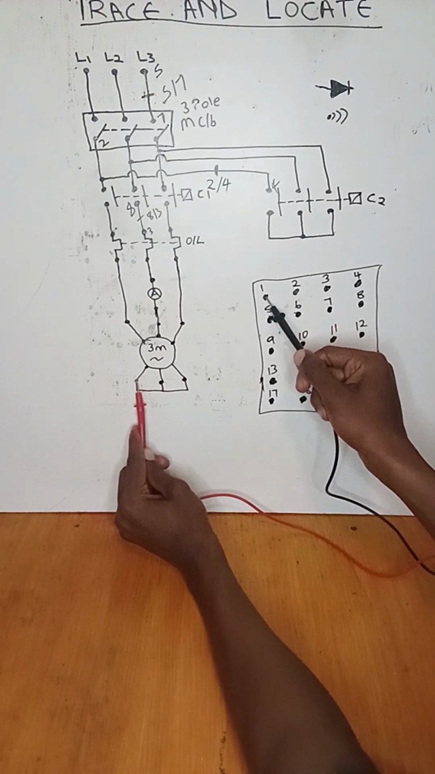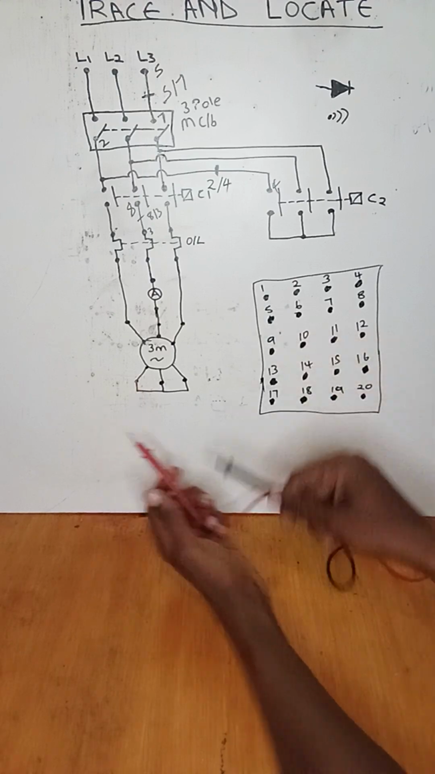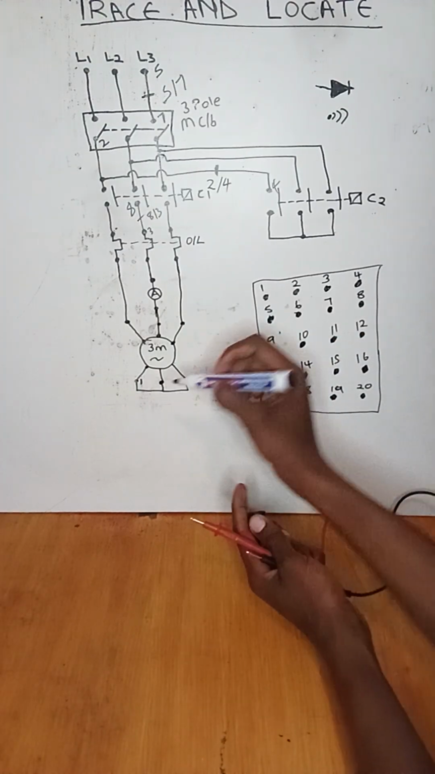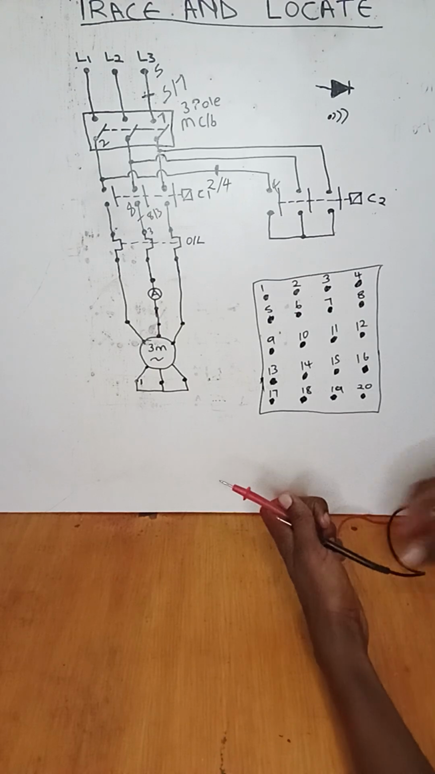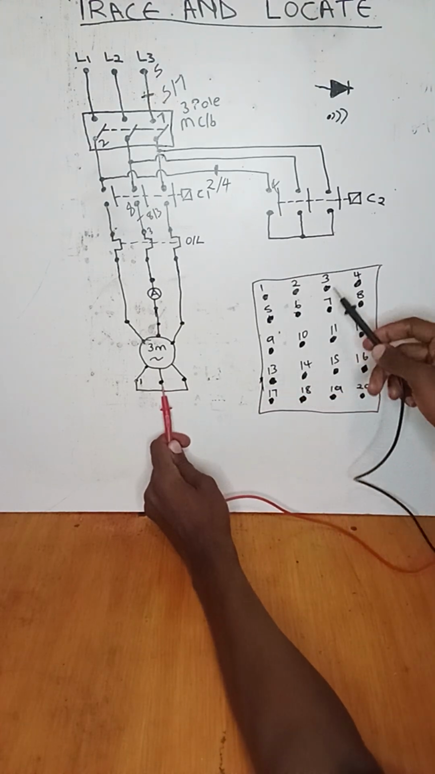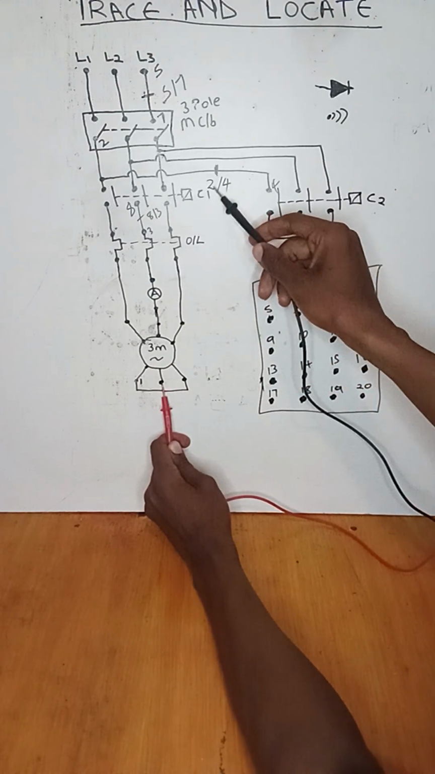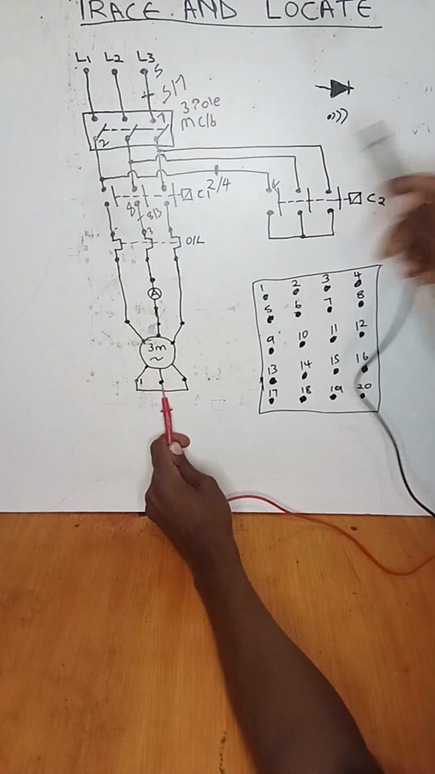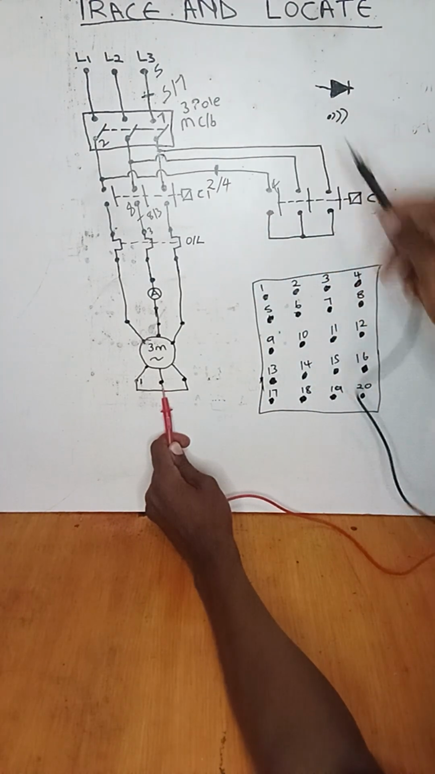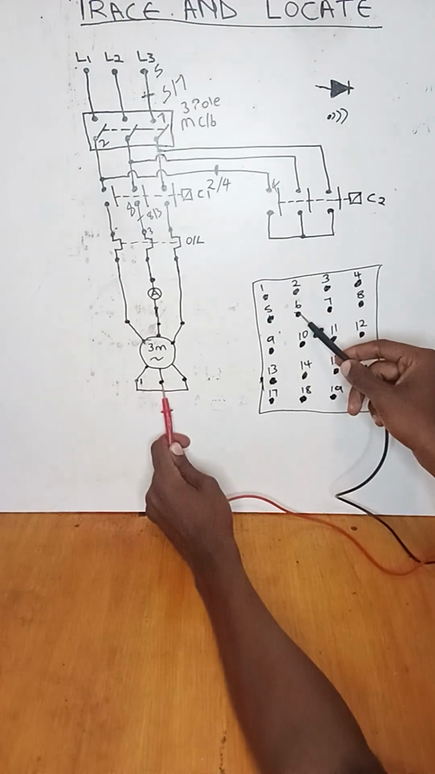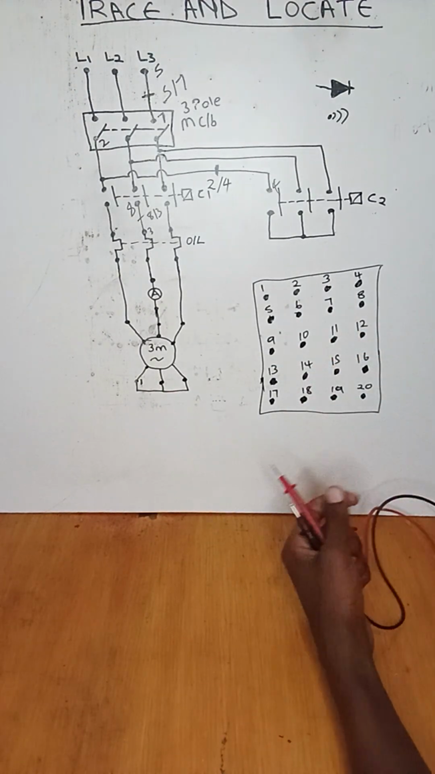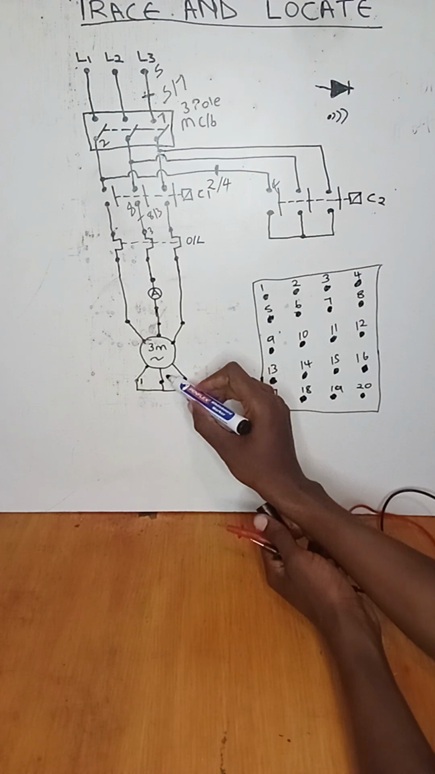I test from 1. Let's say it beeps. So this is number 1. I test here 2, we already have 2. 3, we already have 3. 4, we already have 4. 5, we already have 5. 6, let's say it beeps with 6. So this point is number 6.